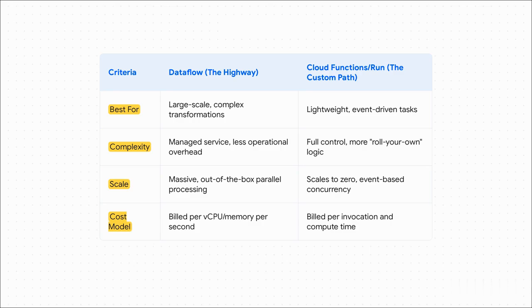On the right, that's our custom path using Cloud Functions or Cloud Run. This gives you total control for smaller, more specific tasks. And, this is huge, it scales to absolute 0. That means if it's not running, you're paying nothing. The key here is to match the right tool for the job.